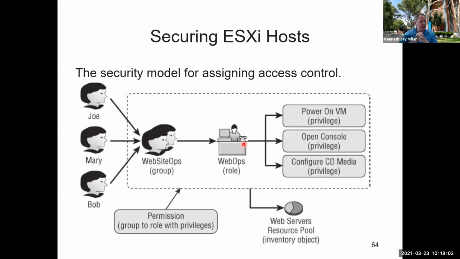So here's basically the security model where we have our users, right? Joe, Mary, and Bob. They're in the website operations group, which has the role of web ops. They can turn on the VM, they can open a console, they can configure the media that the virtual machine connects to, but that's it. They can't go into the settings of the virtual machine other than the CD media. They can't add users to this group. They can't do anything other than what we assign them to do.